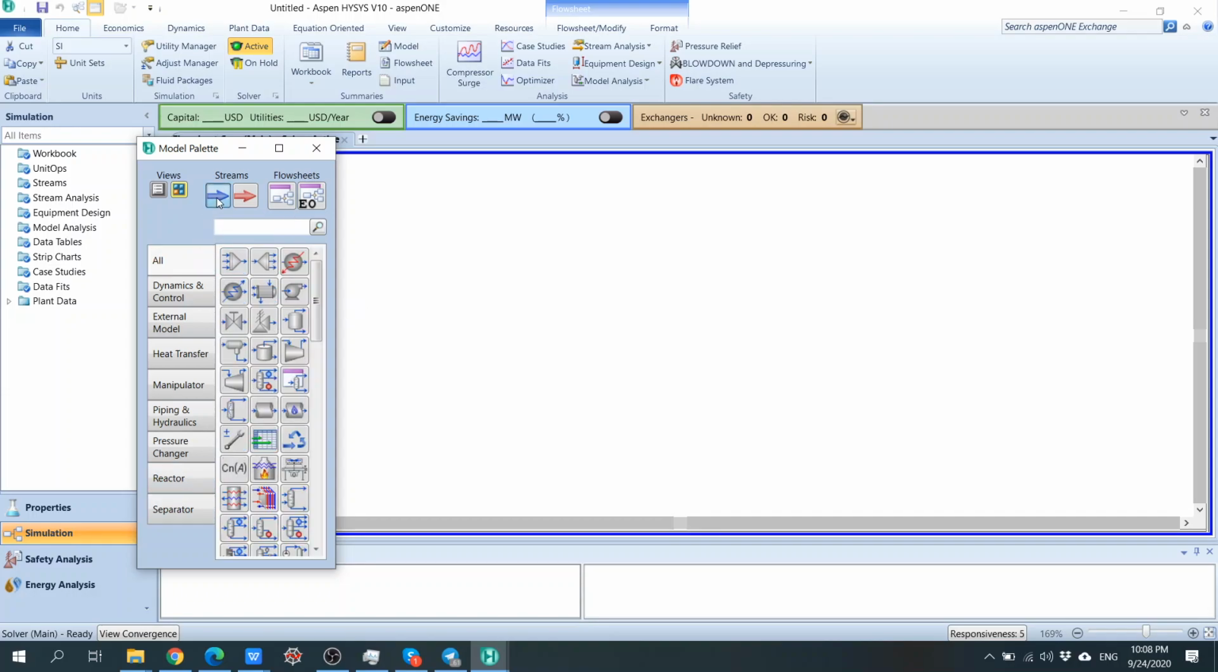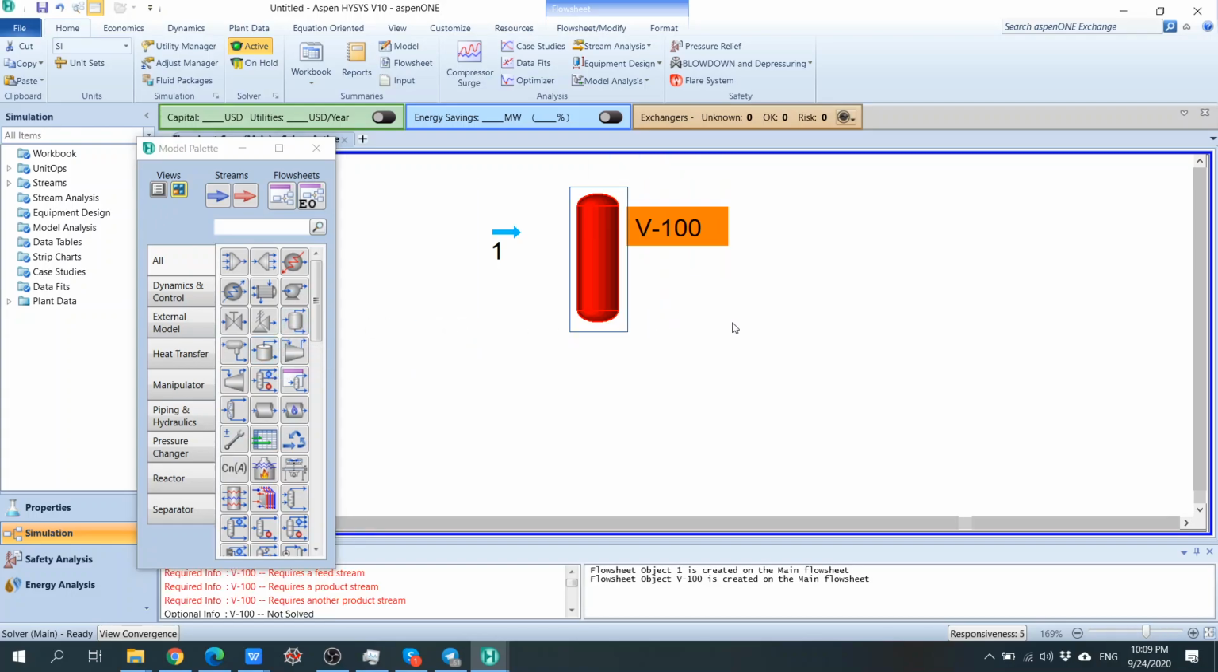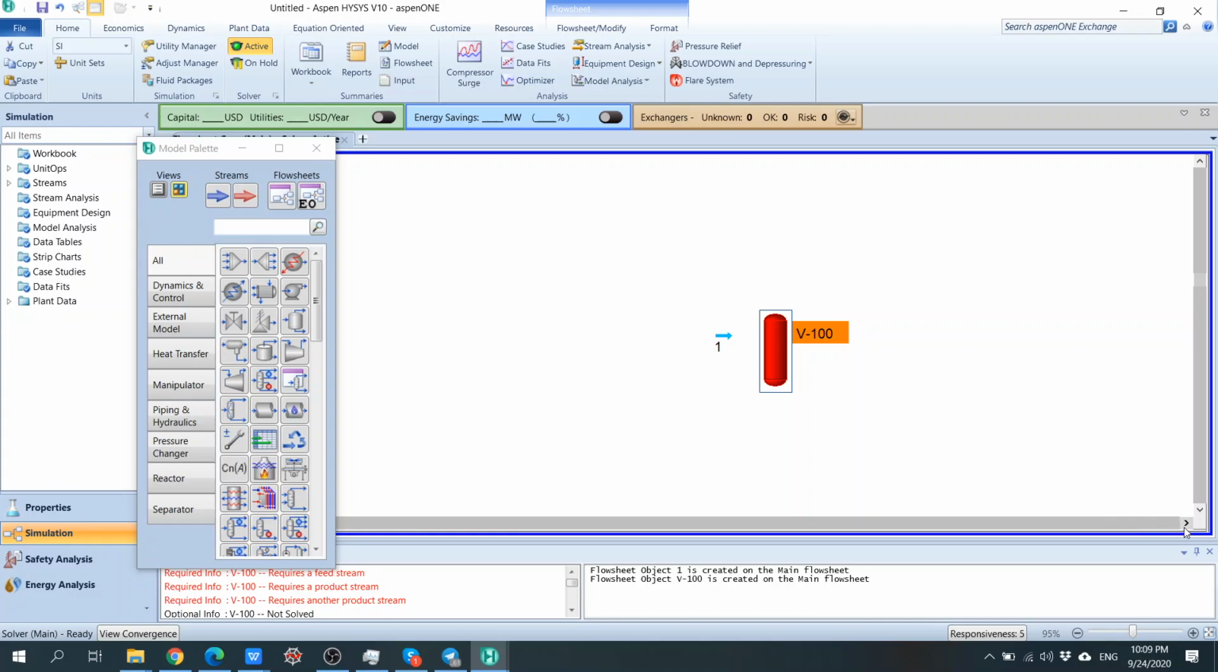We'll just have a stream. Click on this and then click again on the environment, and then we'll add another one. So we have a vessel like this, a separator vessel, and I want to make it smaller. I can just scroll in and out to change the size.